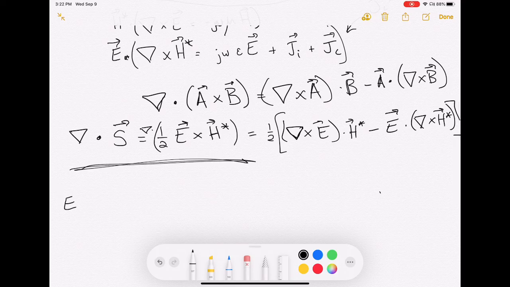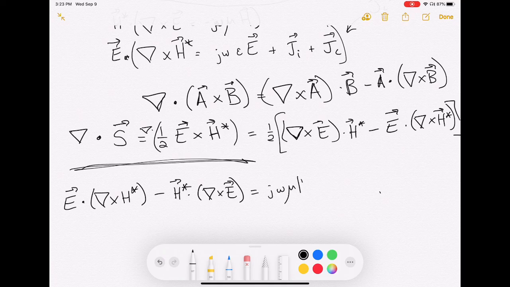So then we have E dot curl of H star minus H star dot curl of E equal to j omega mu magnitude H squared minus j omega epsilon magnitude E squared plus E dot Ji star, the impressed currents, sorry, plus sigma magnitude E squared.